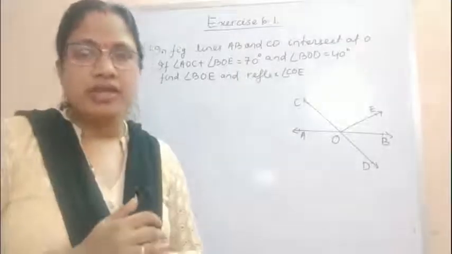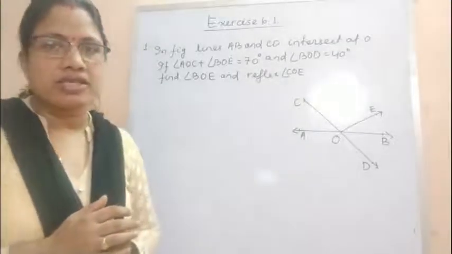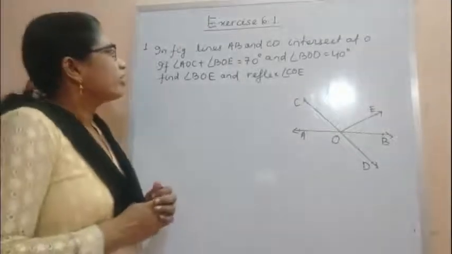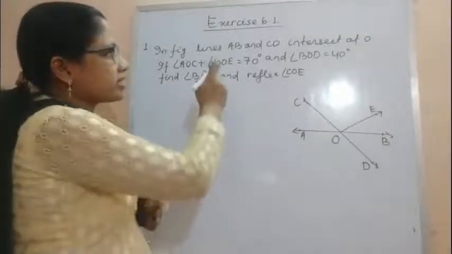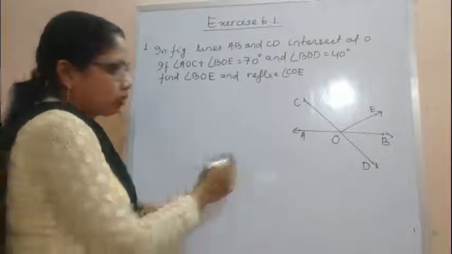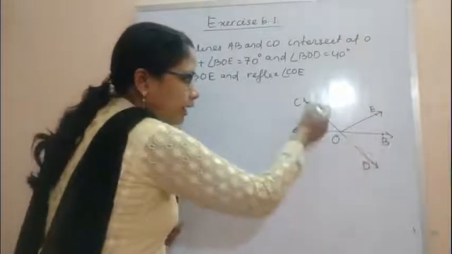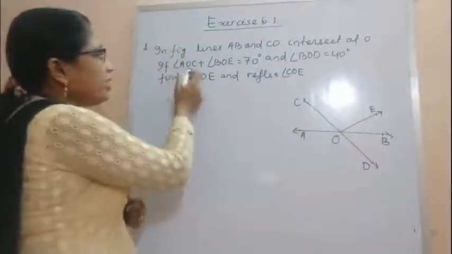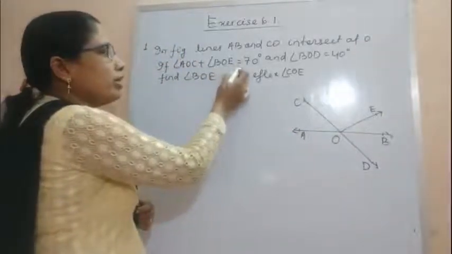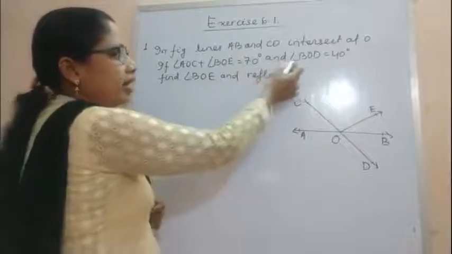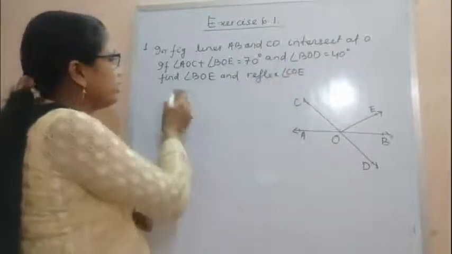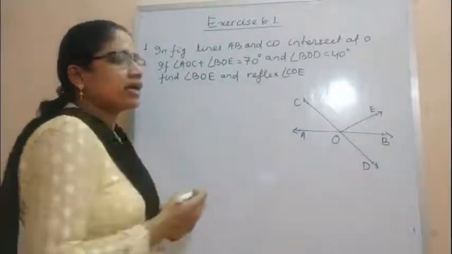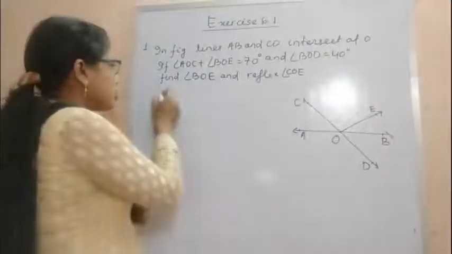Dear students, let us solve exercise 6.1 question number 1. In the figure, lines AB and CD intersect at O. If angle AOC plus angle BOE is 70 degrees and angle BOD is 40 degrees, find angle BOE and reflex angle COE. So, solution.